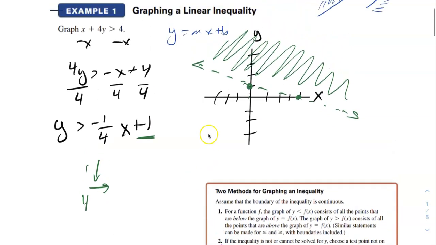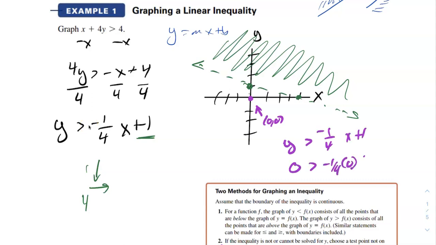So what does that mean? You pick any point on the graph, so let's say (0, 0), and you plug it into your equation. So my equation is this right here. I plug in 0 is greater than negative 1/4 times 0 plus 1, and I get 0 is greater than 1. If you notice, that is not a true statement. 0 is not bigger than 1. That's why it's not shaded here. If you get a false statement, you shade the opposite side. If you get a true statement, you shade that side. So in this case, we got false, so we shaded the opposite. That's the idea.